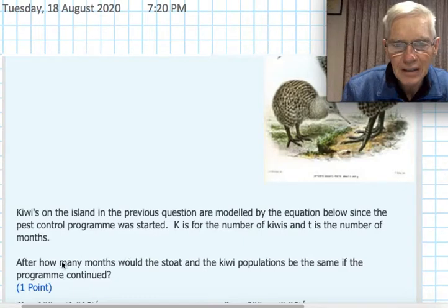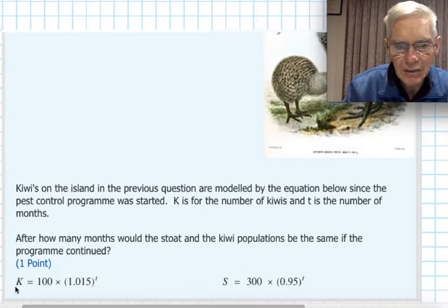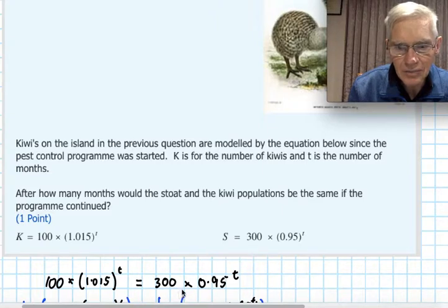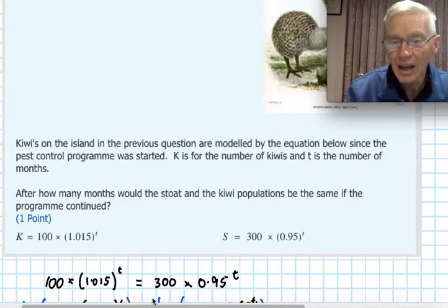It says, how many months would the stoat and the Kiwi populations be the same? Well, here's the Kiwi population, there's the stoat. So I'm going to take this one here and make it the same as that. My left-hand side is the Kiwi and the right is the stoat. Now what we need to do, because we've got t as an unknown, we need to use logs.